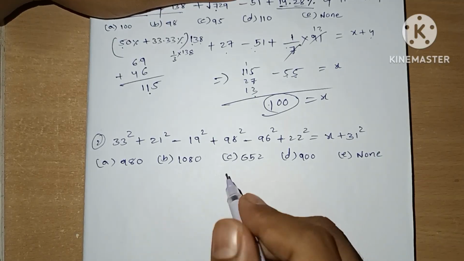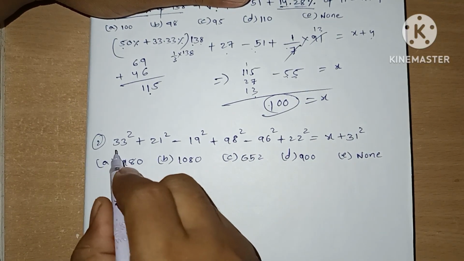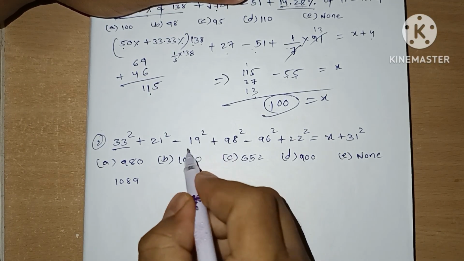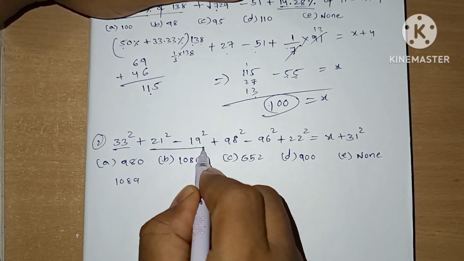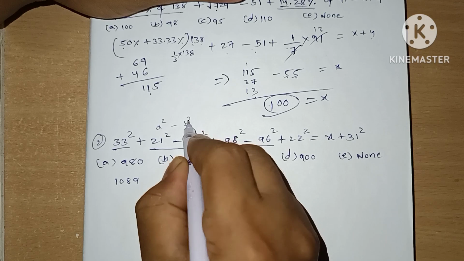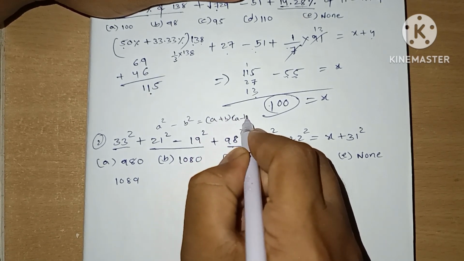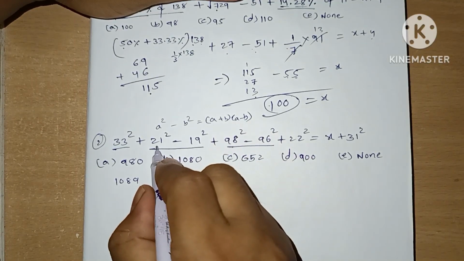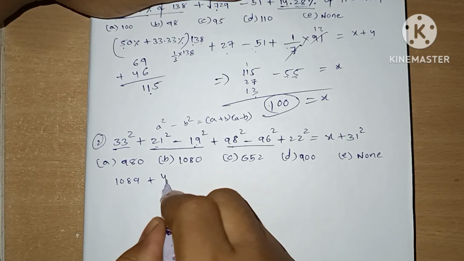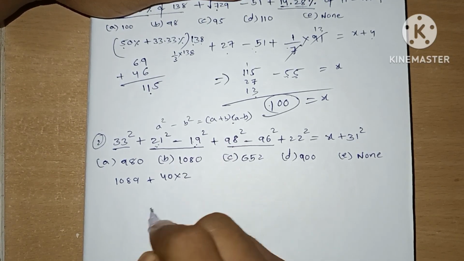To solve this question, we must know the squares. How to do squares? First, I know 33 square, which is 1089, and before solving these two, I'll use a formula here: a square minus b square. A square minus b square formula will be a plus b into a minus b. So a plus b means we have 21 plus 19, which will be 40, into a minus b, the difference between these two is 2.